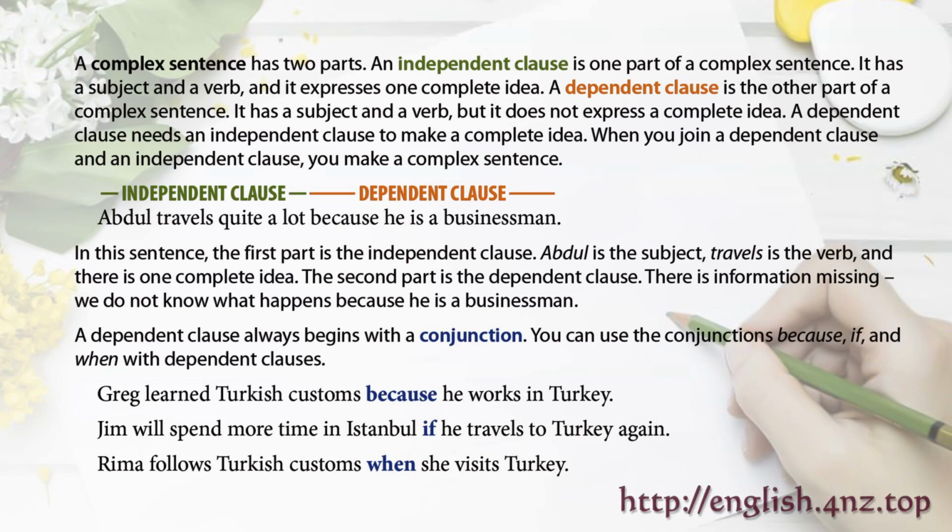A dependent clause always begins with a conjunction. You can use the conjunctions because, if, and when with dependent clauses. Greg learned Turkish customs because he works in Turkey. Jim will spend more time in Istanbul if he travels to Turkey again. Rima follows Turkish customs when she visits Turkey.